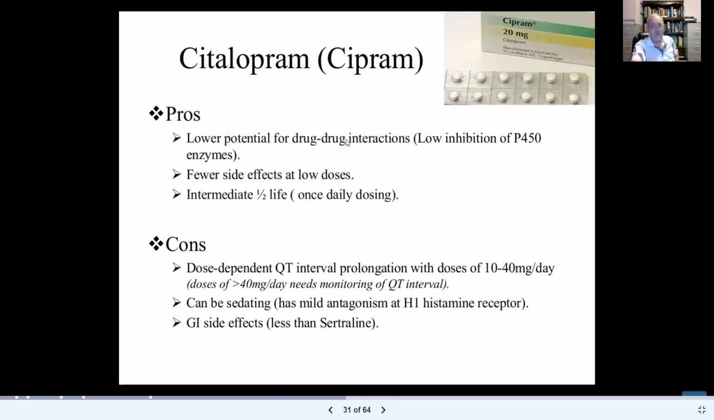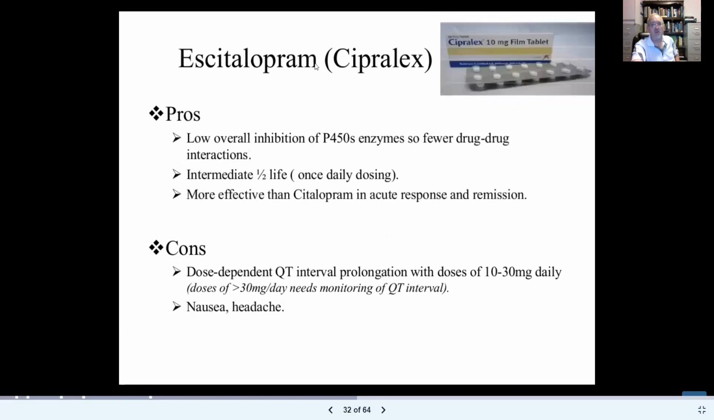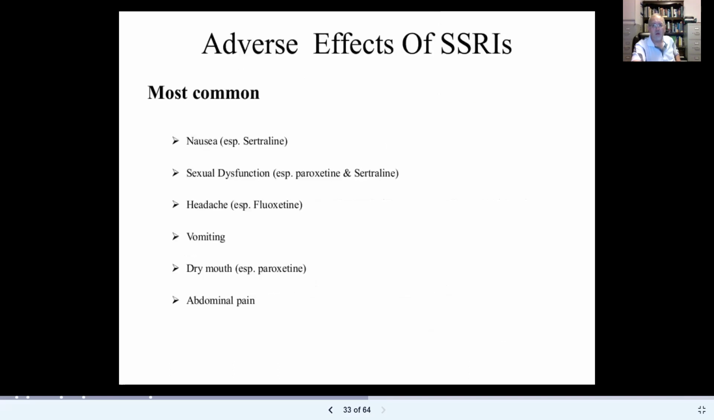Cipram, citalopram. I'm just going to skip through it. I actually just wanted to show you what the brand name was too. Prozac's the only brand name I see on any sort of frequent basis.